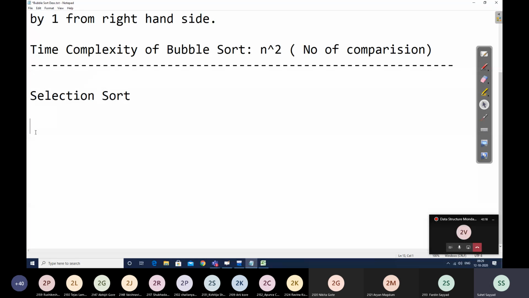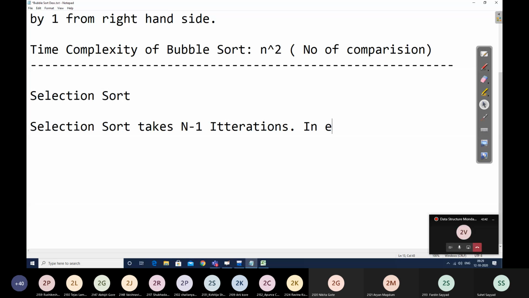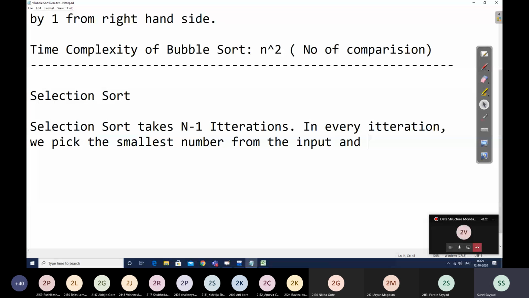Okay, so let us write the philosophy statement first. All of you can make this note in your notebook also. Selection sort takes n minus 1 iterations. So like bubble sort, selection sort also takes n minus 1 iterations. In every iteration, we pick the smallest number from the input and place it in its appropriate position.